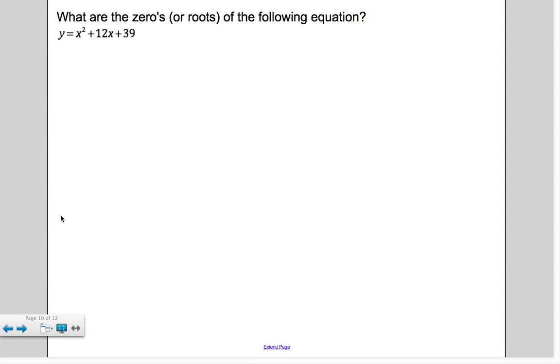Equation, y is equal to x squared plus 12x plus 39. So right now, we want to find the zeros of this equation. In other words, we want y is equal to 0, right?